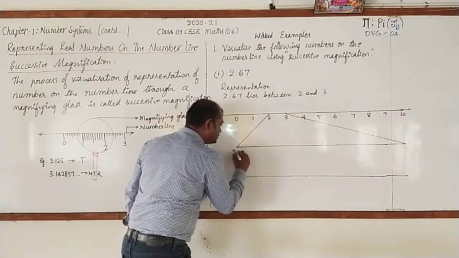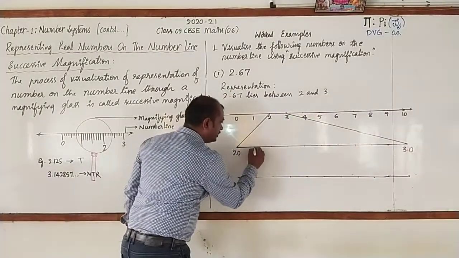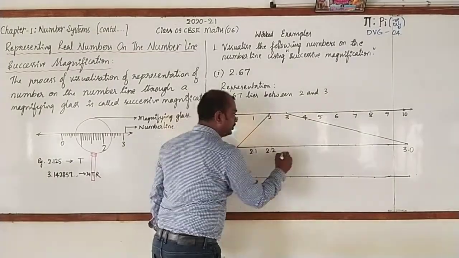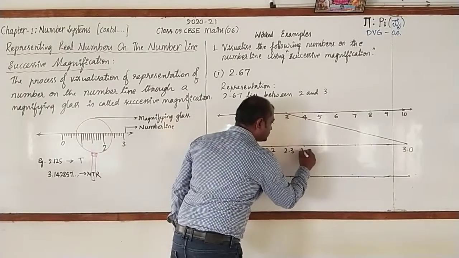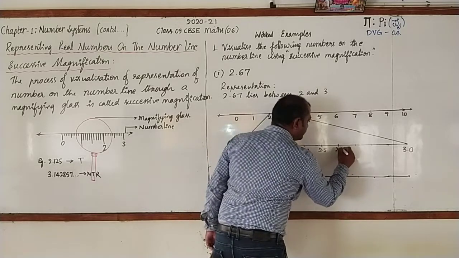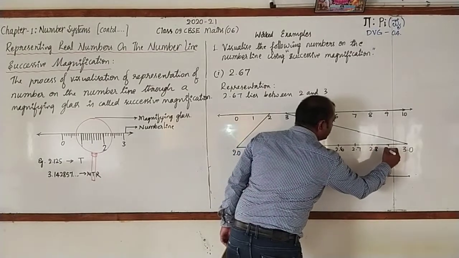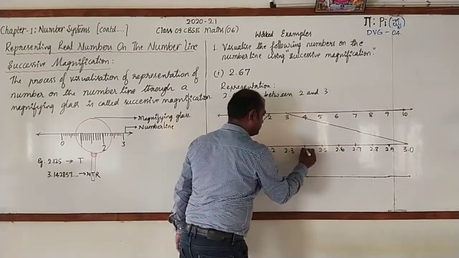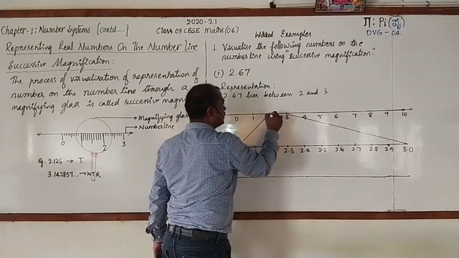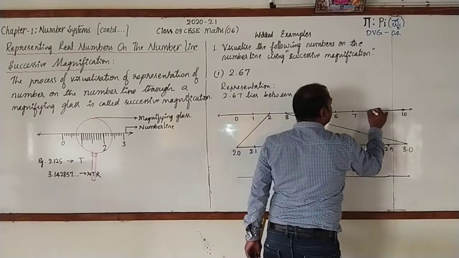It is 2.0. This is 3.0. Between them, this point is 2.1, this point 2.2, this point 2.3, this is 2.4, this is 2.5, this is 2.6, it is 2.7, 2.8, 2.9. To make you see the points clearly, I am giving additional markings so that it appears clear.